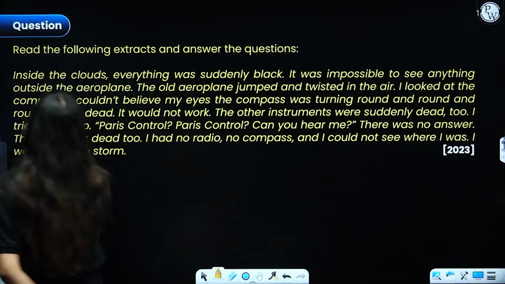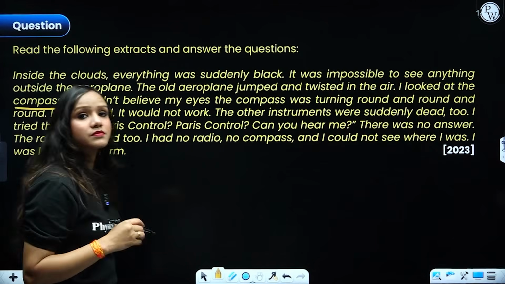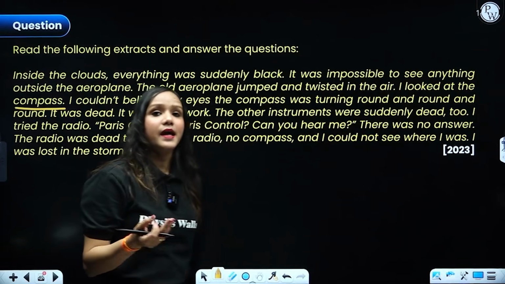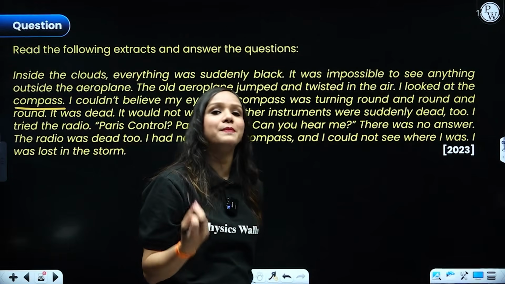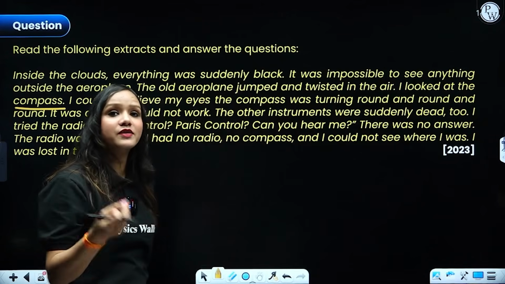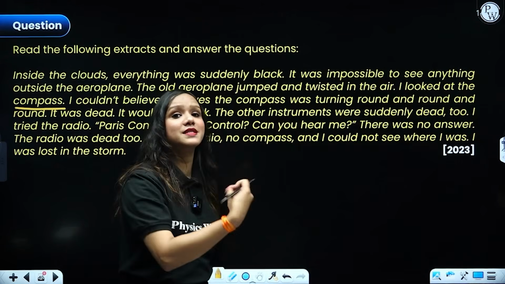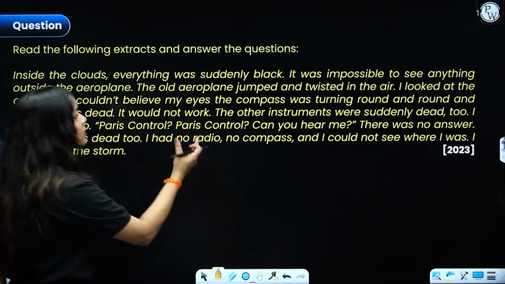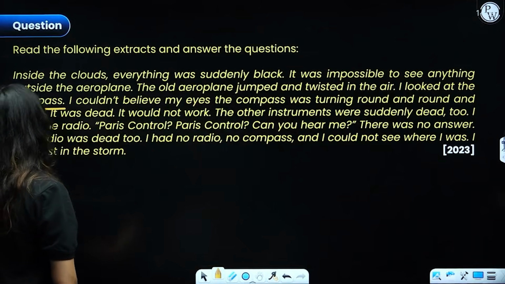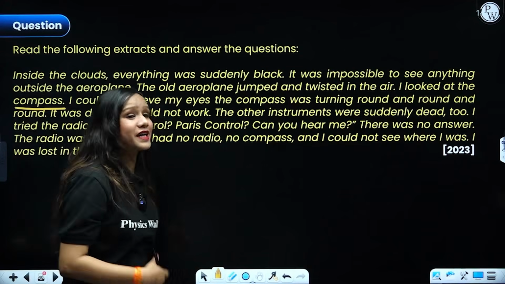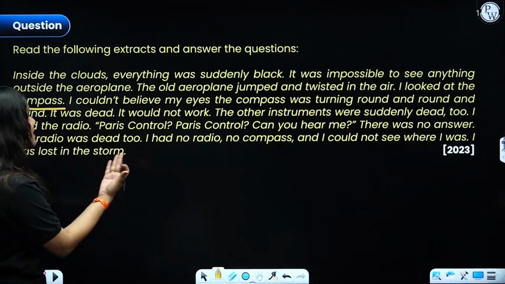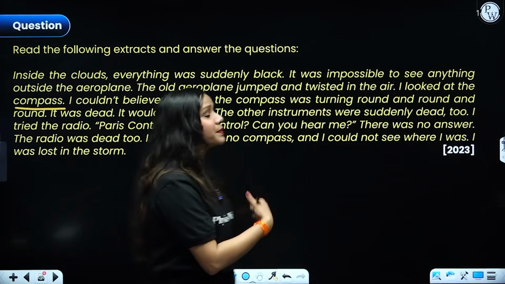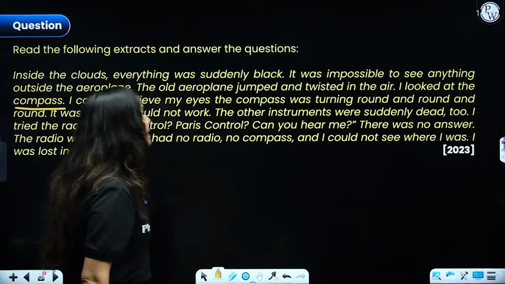First of all, the compass, which stopped working, and then the maps also, and then the radio also, due to which he lost contact with the Paris control room, and he cannot even inform them, and he cannot even seek directions further, right? So the other instruments were suddenly dead too. I tried the radio: Paris control, can you hear me, can you hear me? But nobody could hear him. There was no answer. The radio was dead too. I had no radio, no compass. And let's see further now.